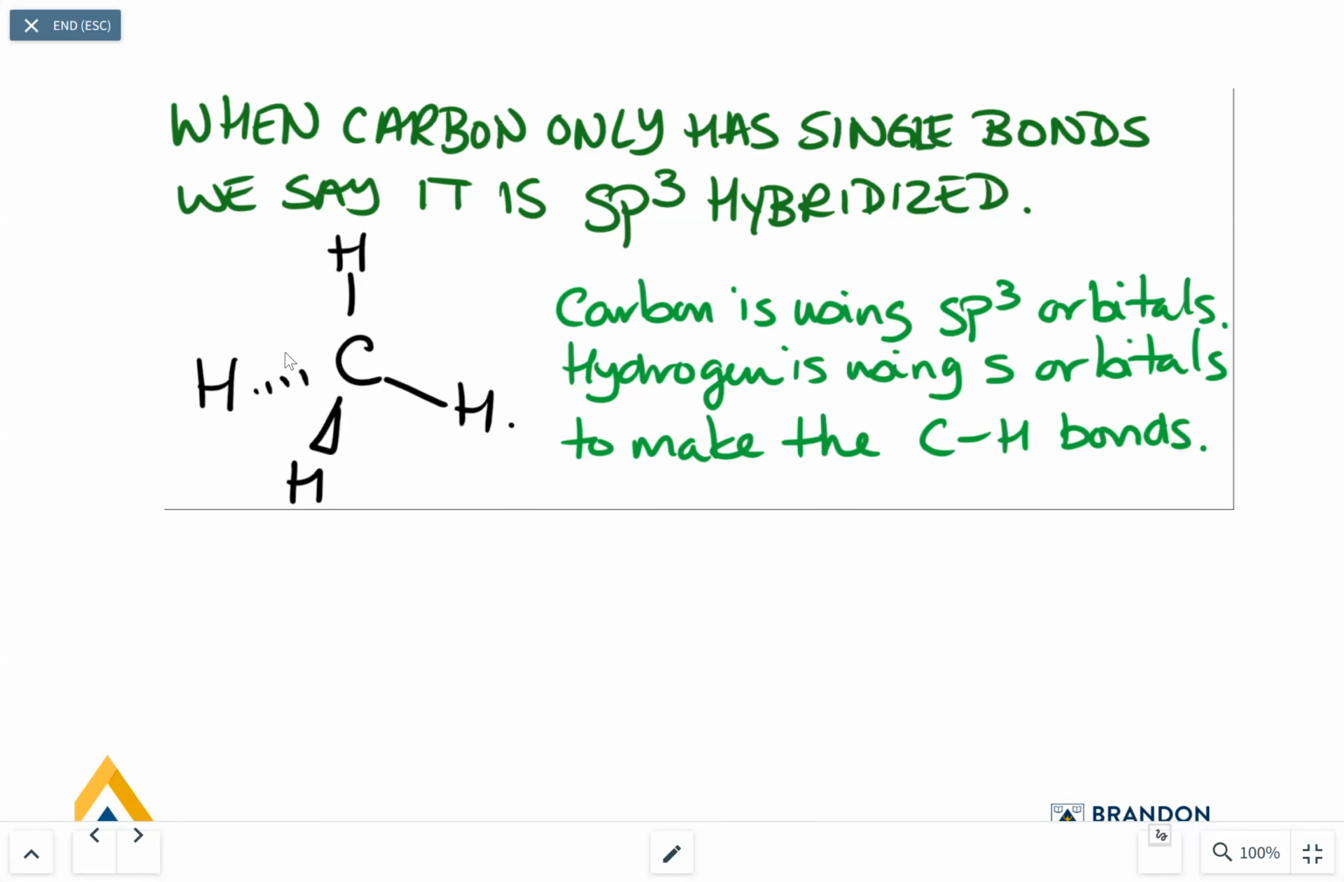Let me use my little laser pointer. It's got 1, 2, 3, 4 bonds, 4 sigma bonds. So that means it's going to need 4 hybrid orbitals. So when we're talking about sp3, you can just count them up, 1 and then 3 is 4. So anytime you see carbon with 4 sigma bonds, it's going to be an sp3 hybridized carbon.